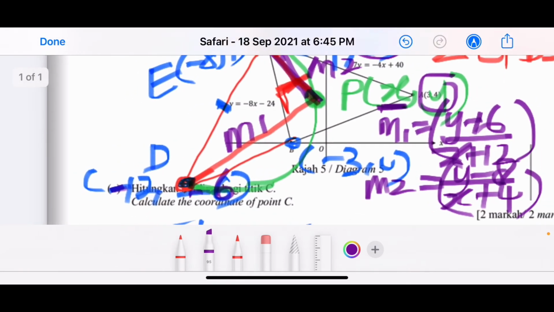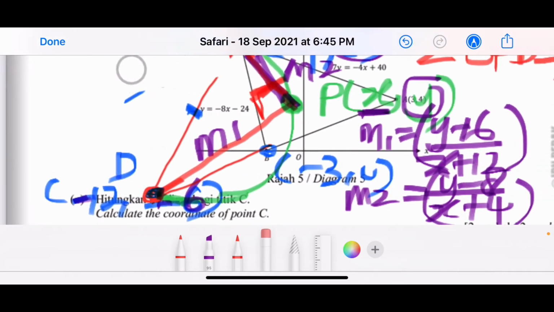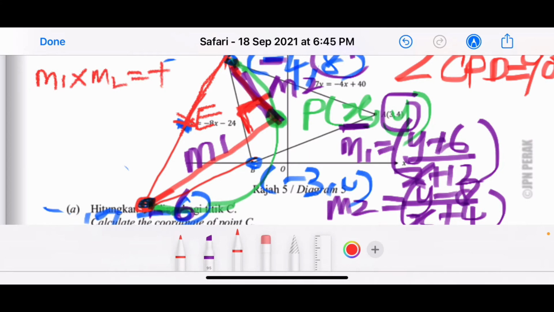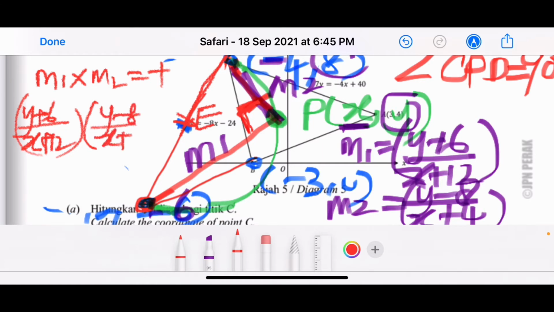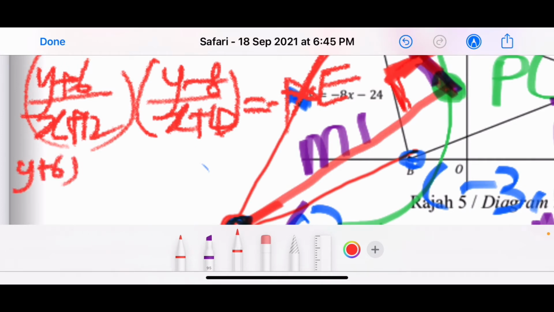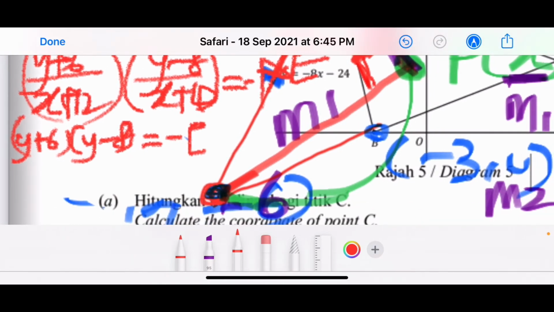So I'm going to show you that by using gradients we can also get the answer. Okay, so this is the path. This is point E. So M1 times M2 equals -1. Why? Because they are perpendicular. So y plus 6 over x plus 12 multiplied by y minus 8 over x plus 4 should be equal to -1. So I'm going to expand: y plus 6 times y minus 8 equals negative, the whole thing with the bracket.